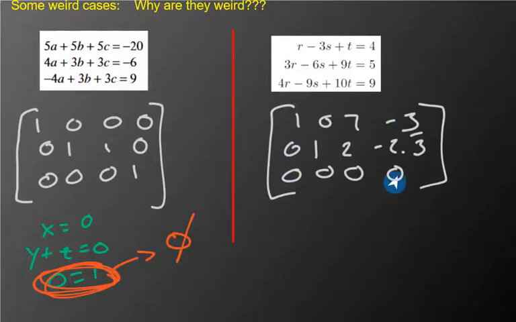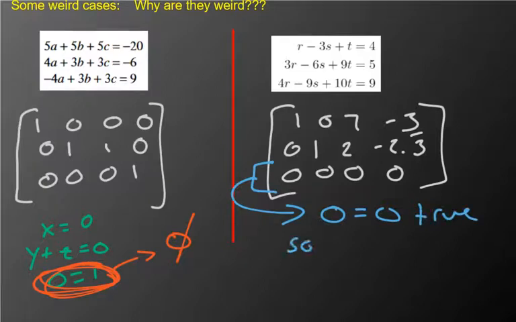You probably have an idea where this is going, because I said this is some weird cases. And the other weird case is when we get a row like this. So that last row here just means basically 0 equals 0. And if 0 equals 0, that is a true statement, and so you're getting an infinite amount of solutions. Again, remember, it doesn't mean all real numbers, because really what it means is the planes intersect on a line.